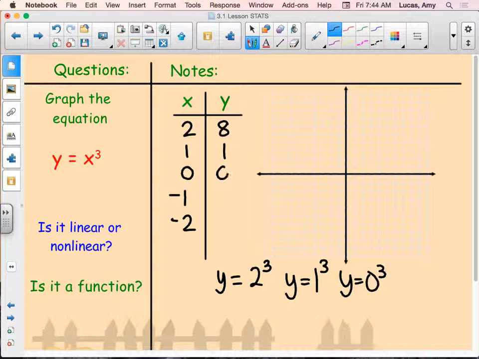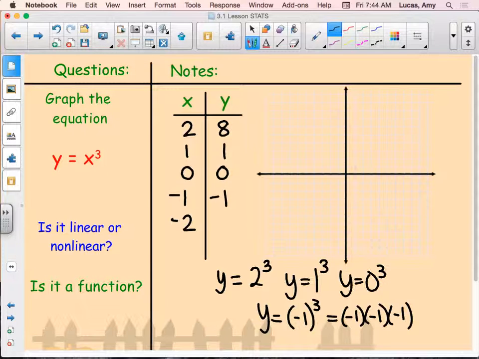0 to the third power is 0. Negative 1 to the third power. This means negative 1 times negative 1 times another negative 1. So that will give us negative 1. Similarly, negative 2 to the third power is negative 8 because you're multiplying 3 negative numbers times each other. So if I graph this, 2, 8, 1, 1, 0, 0, negative 1, negative 1, negative 2, negative 8, you will see a cubic curve like this.